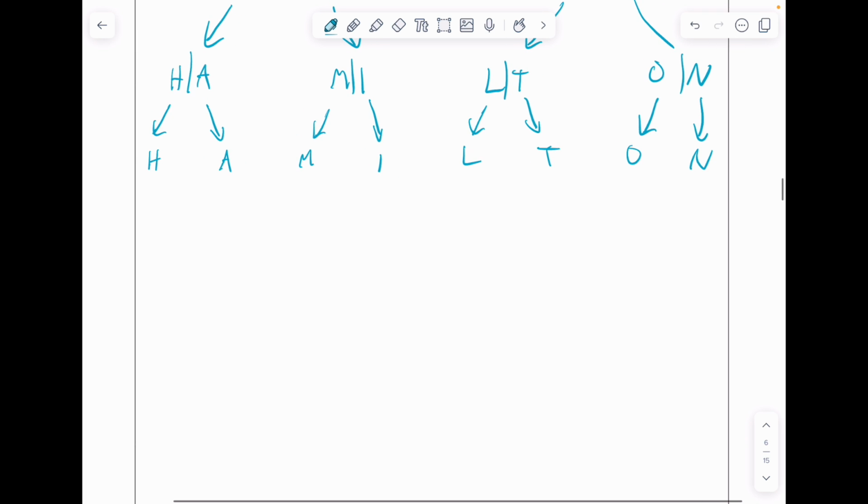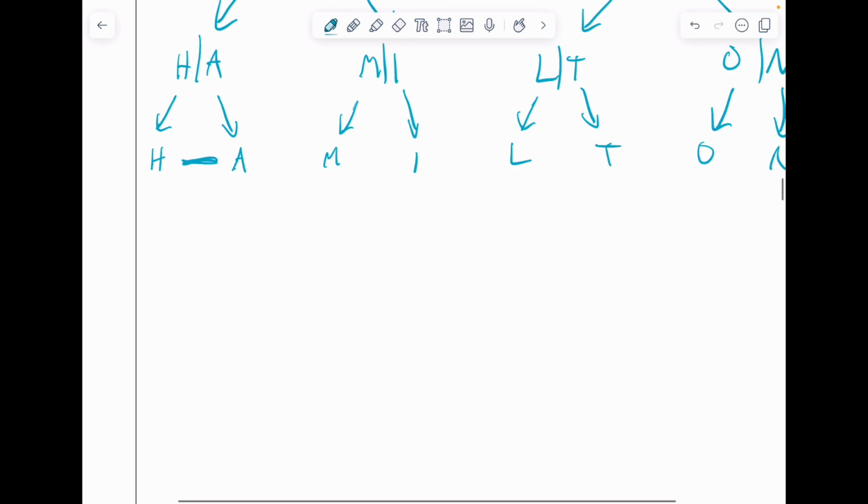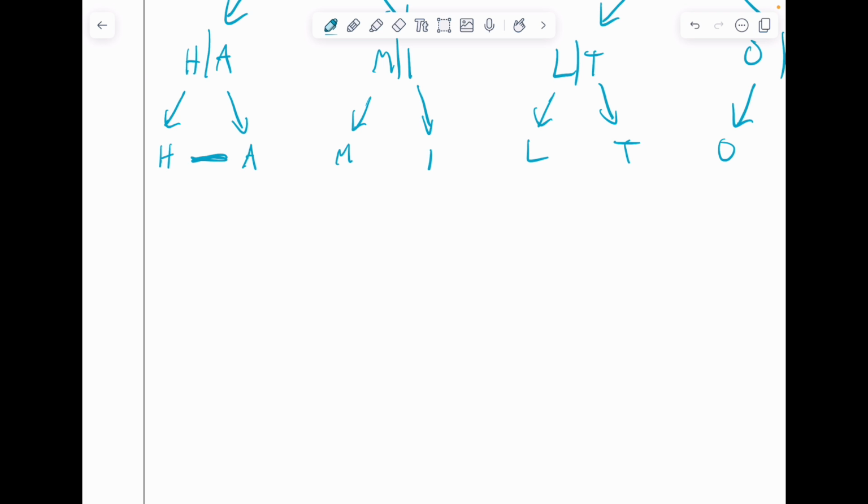We are going to look at each individual pair that we've just split apart, compare them, and sort them based on that. So which goes first, the H or the A? A comes first in the alphabet, so this now becomes AH. Now we do the same here. Between M and I, which comes first in the alphabet? I does, so that's I and M.